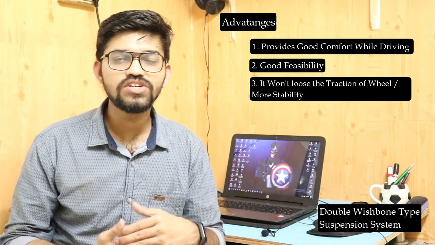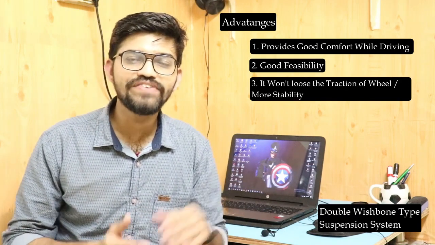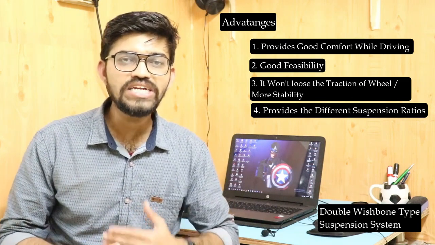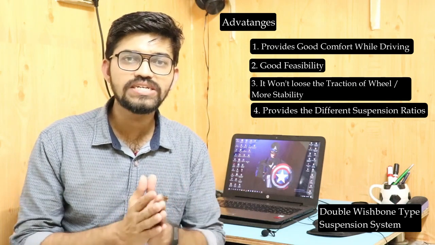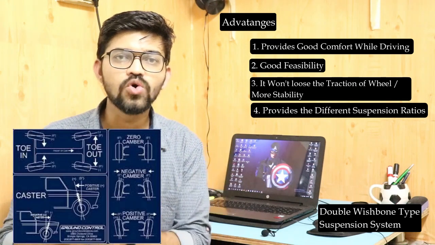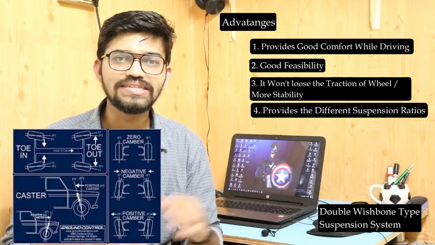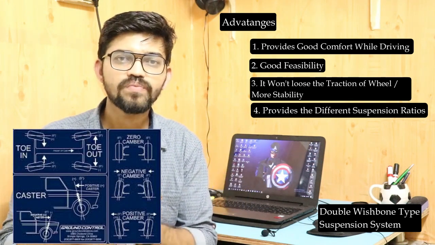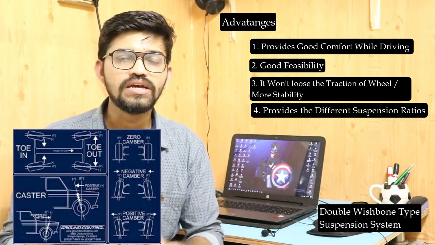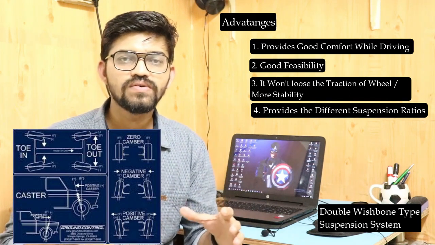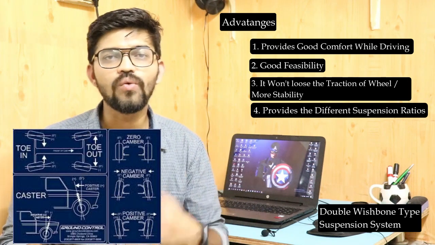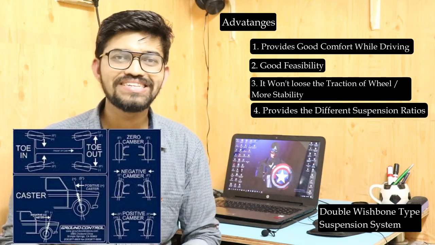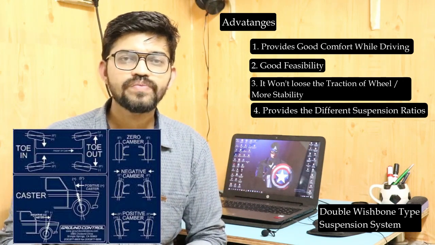Another major advantage is that it provides a good amount of suspension ratios. A technician can adjust the camber, caster and toe. These are suspension geometries that can provide a good amount of stability to the wheels. This can be done in the case of the wishbone type of arrangement, so that is the added advantage.